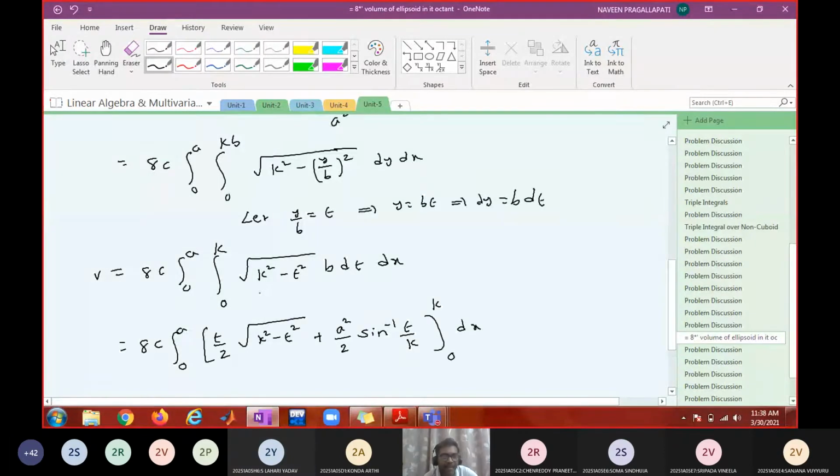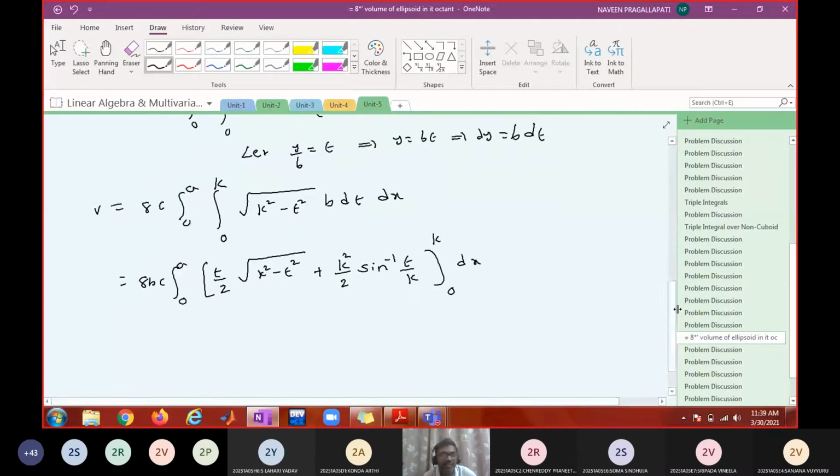I didn't get your point. k square by 2 sin inverse t by k, sir. This one. I agree. Instead of constant, you are having k. I agree. So this has to be k. Okay. So next step, I can bring this b outside. So this is going to be 8bc. Now, is this fine now?